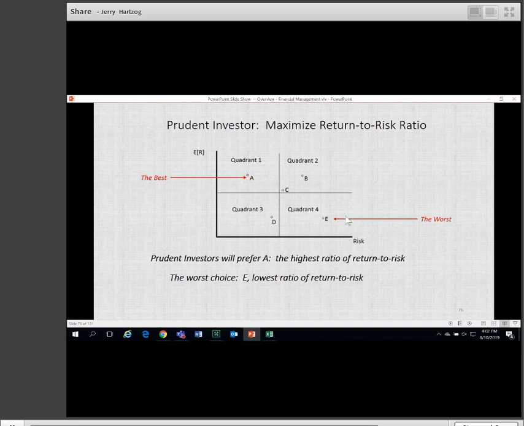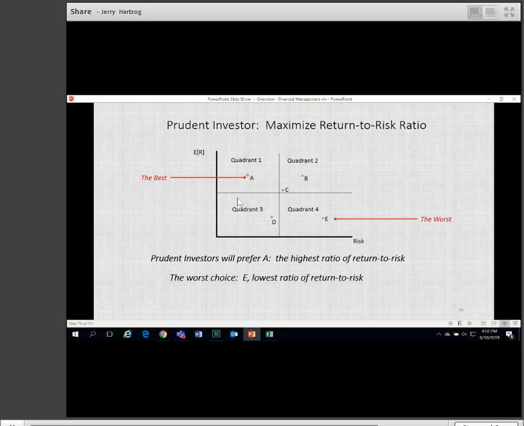So if we have this quadrant graph, we have 5 different alternatives, A, B, C, D, and E. Let's first of all find out which is the absolute best. Well, A and B have the highest expected return, so they're tied for that. But B has a lot more risk. So A has the highest ratio of return to risk of any of these. So A is the absolute best.